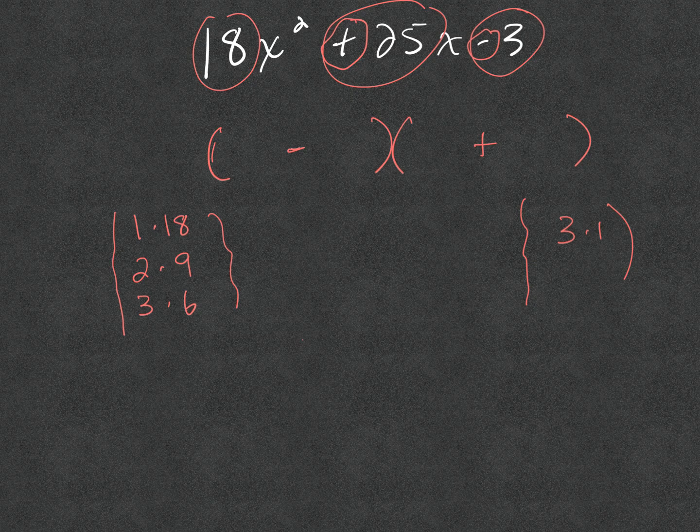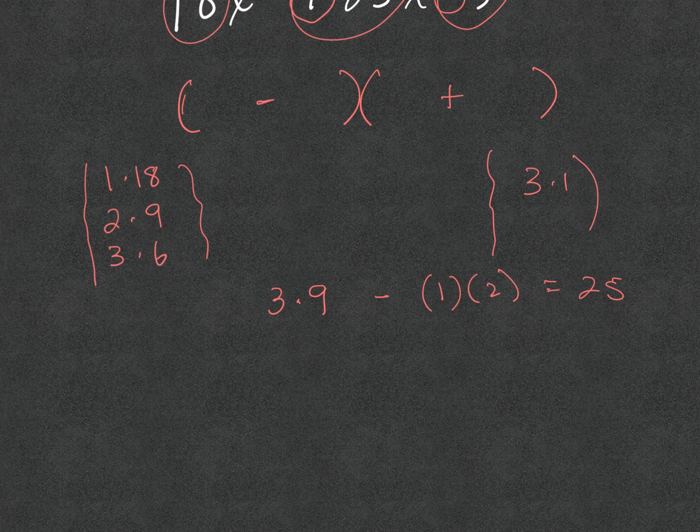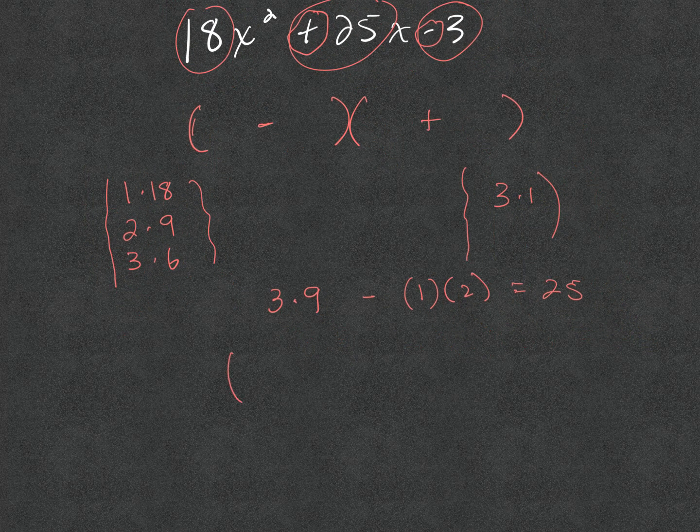Well, I can see already, if I have 3 times 9 minus 1 times 2, that's going to give me exactly 25. Bingo, okay? Now, I want the 3 and the 9 on the outside, right?